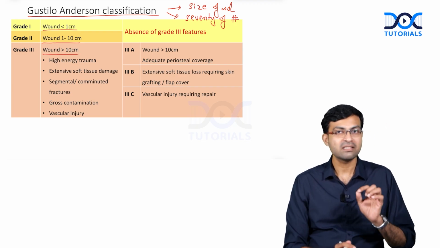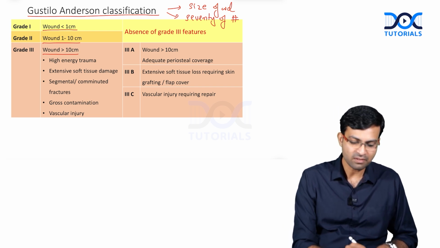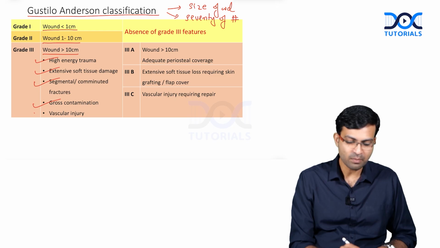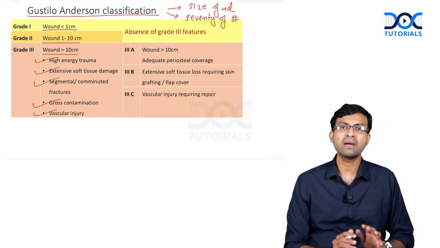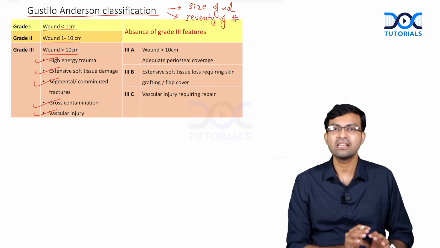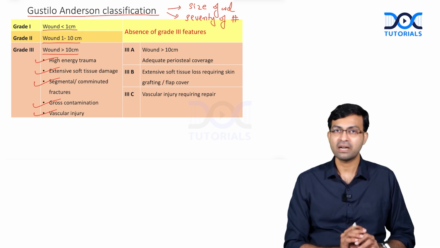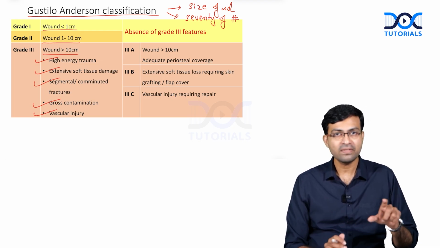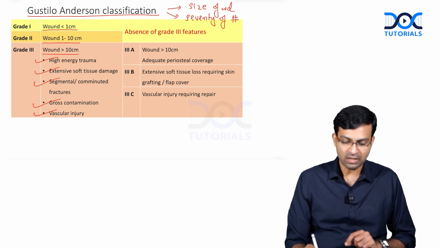This is easy, but there is a catch here. There are certain features that we call grade 3 features, such as a fracture because of a high energy trauma, extensive soft tissue damage, segmental or comminuted fracture, gross contamination or vascular injury. If any of these 5 things are there, then it automatically becomes a grade 3 fracture irrespective of the size of the wound. The size of the wound is the most important grading factor, but that is not the only factor you have to take into account. Always keep that in mind. If any of these grade 3 features are there, then you don't have to look at the size of the wound at all. I'll give you an example here.